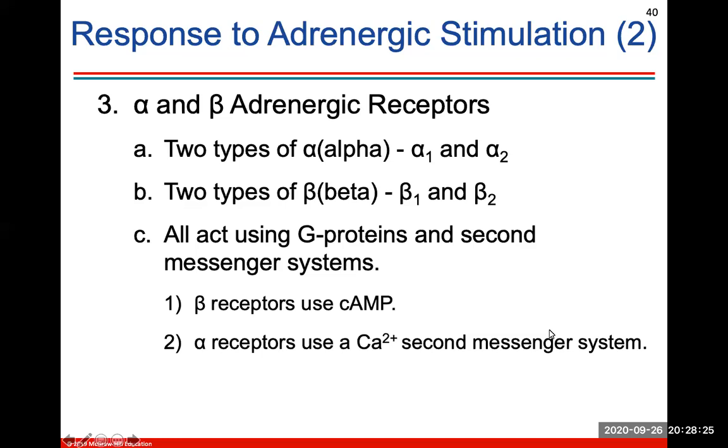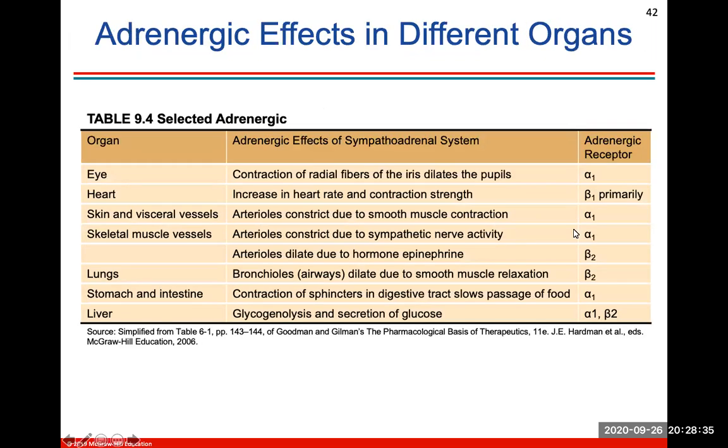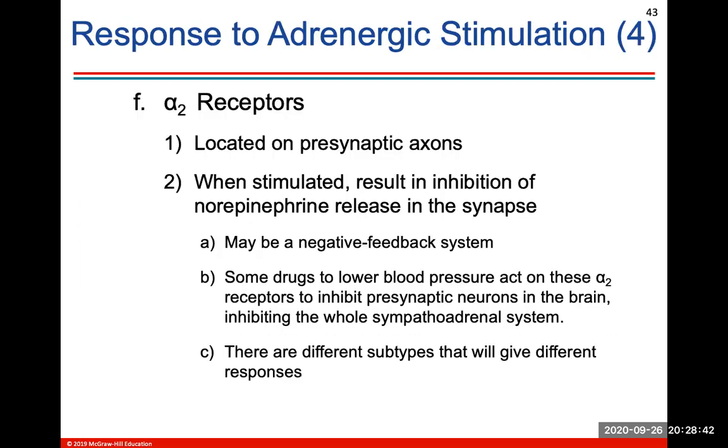These are alpha and beta receptors. I won't ask you guys these questions. They all act using those G proteins, the second messenger system. And these are different effects in different organs, and they are adrenergic receptors. Response to adrenergic stimulation. These I won't ask you guys too much on.